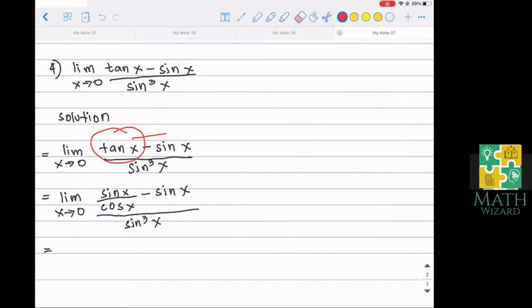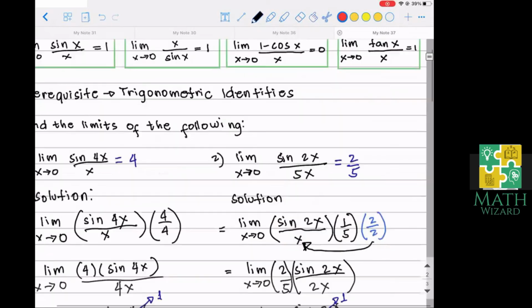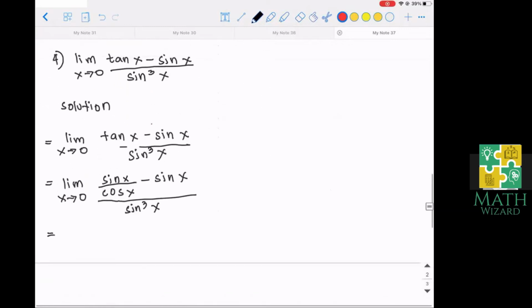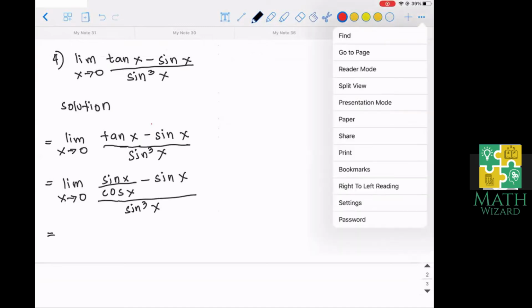Let me erase this. Again, let's keep our trigonometric identities handy. Let me fix this again. Okay, this one. Now, sine x, let me put some paper.